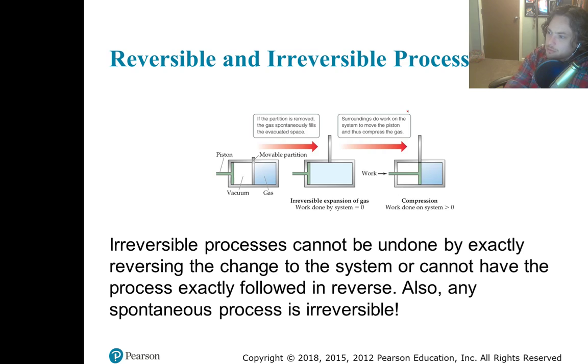In an irreversible process, you cannot undo the work by simply reversing the change to the system. It will not flow backwards. So here, they've removed this piston, and this gas has filled this container. They can't just simply put this back down in order to get back to the original case. They'd have to use this piston to put work in in order to get it back down to the same compression as before.